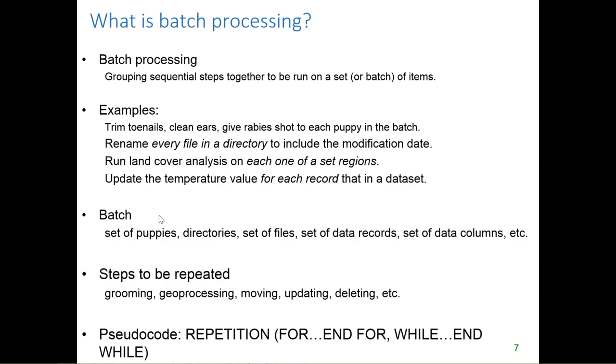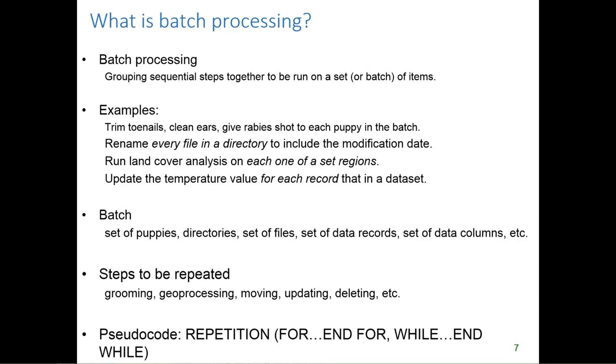So first of all, what is batch processing? We can repeat individual steps or loop with for and while loops. One of the main reasons to write a script is because you want to do batch processing. Batch processing is the grouping together of sequential steps to be run on a set or batch of items. For example, when your dog has octuplets and you take them to the vet, for each puppy in the batch, the veterinarian will trim his toenails, clean his ears, give him his rabies shot, and so forth.